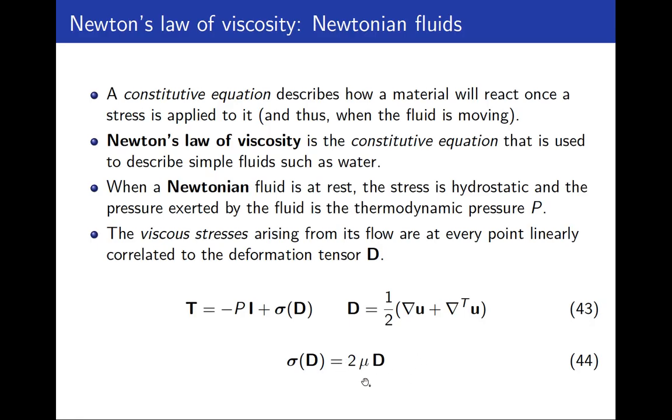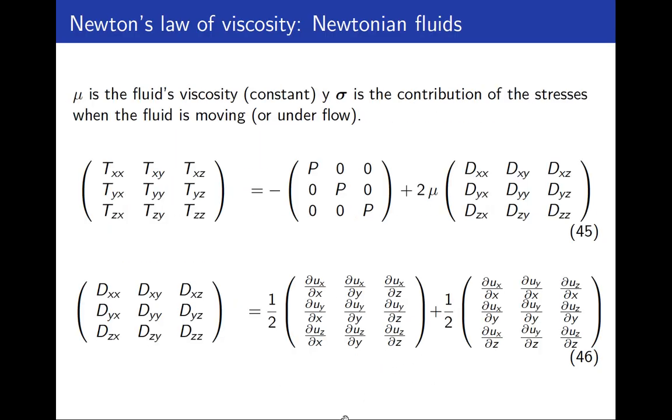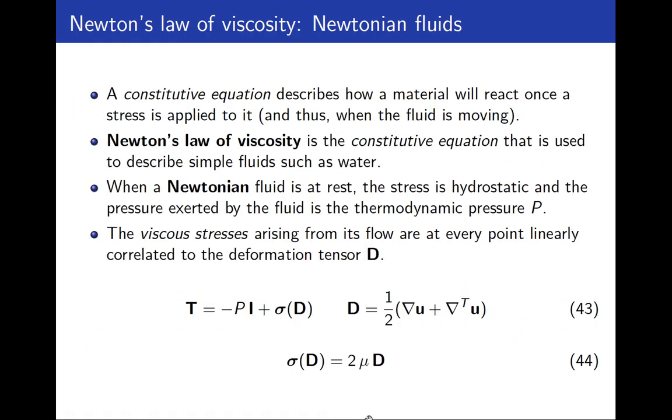So this term is known as the viscous force, which in a Newtonian fluid is proportional to the rate at which the fluid velocity is changing in space. And the proportionality constant is the viscosity. So for Newtonian fluids, the viscous stresses arising from the flow are at every point linearly correlated to the deformation tensor. So this is a linear equation. I will show you in a second how these equations take the following form.